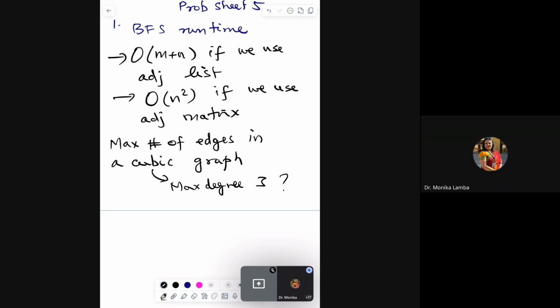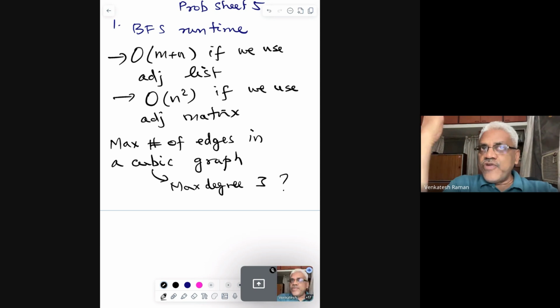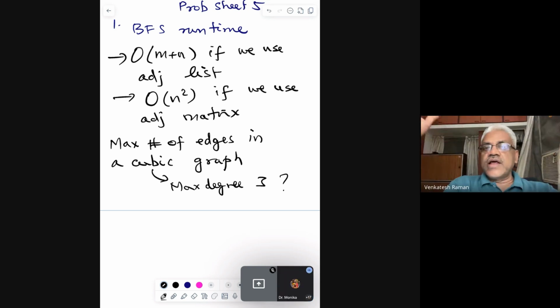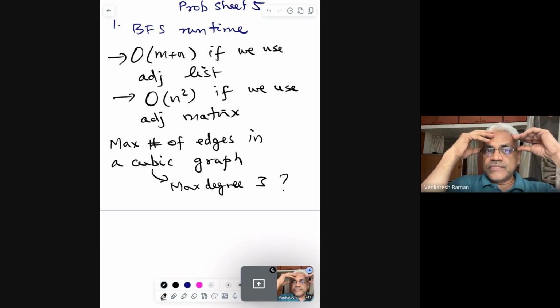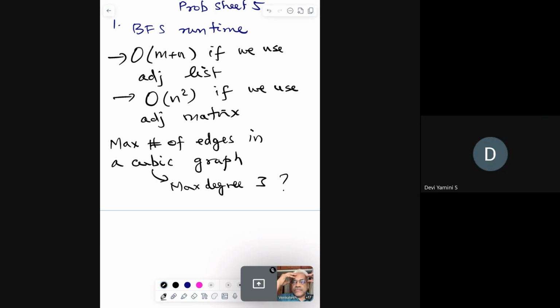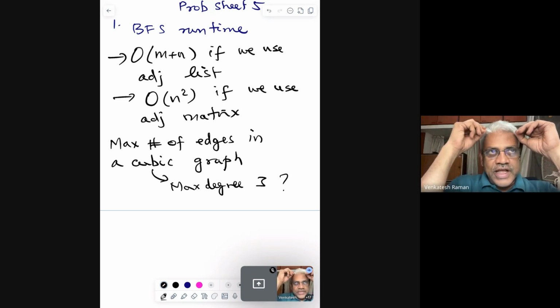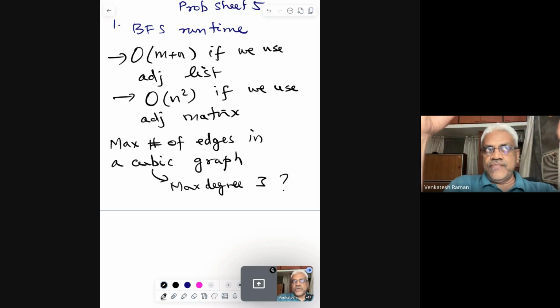It should be a function of n, where n is the number of vertices. Because there are n vertices, 3n is the total degree possible. So the number of edges will be 3n by 2.